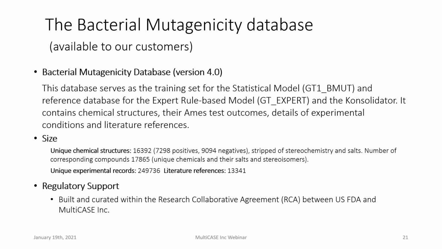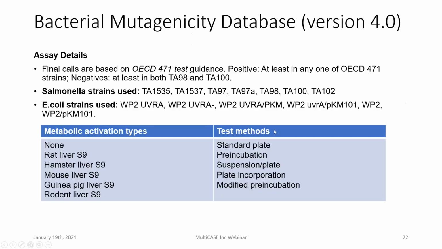The databases which are currently available: the Bacterial Mutagenicity Database is available to our customers as part of our consolidator. I will not read the statistics on the slides; you will have a chance to read them from the handouts. As you can see, there are a lot of chemicals in there, a lot of experimental data, and this database was built and curated together with US FDA. Standard protocols, everything goes by OECD 471, standard strains, and typical metabolic activation types and test methods.